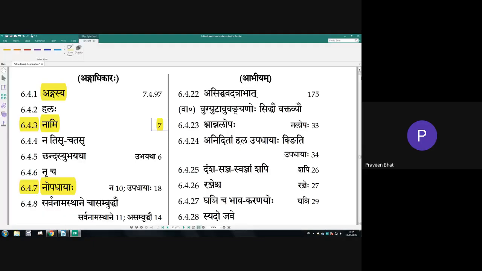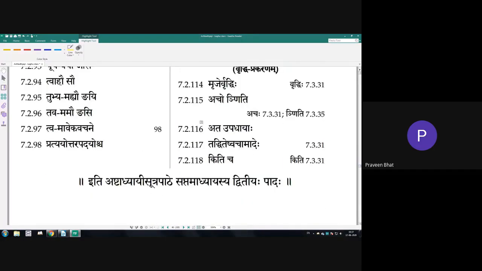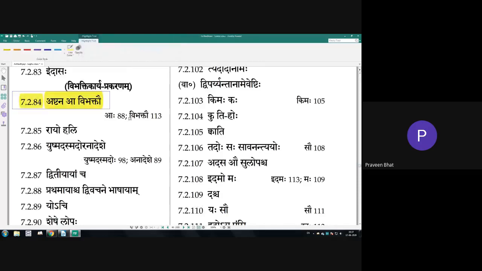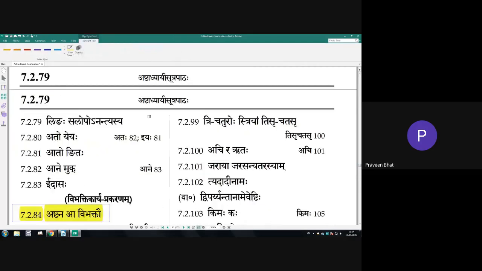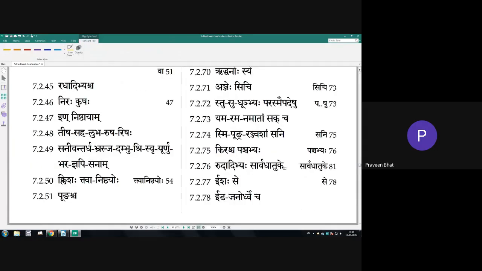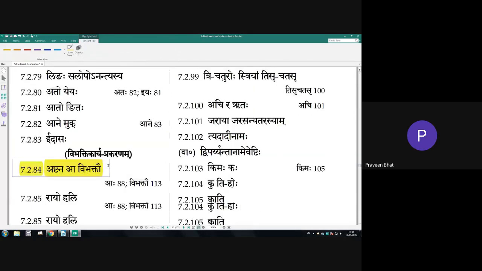7284 is the sutra number. Do we have any anuvritti? Ashtana avibhaktau. Nothing much in the near vicinity. Nothing close by. Okay, so we'll continue with this.